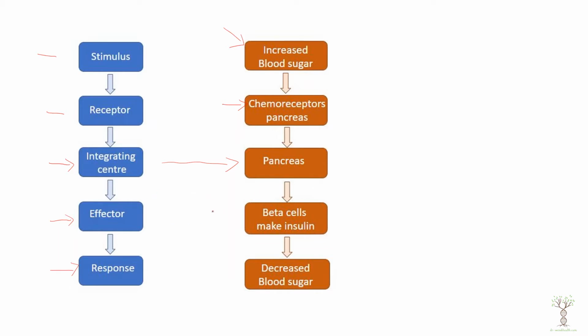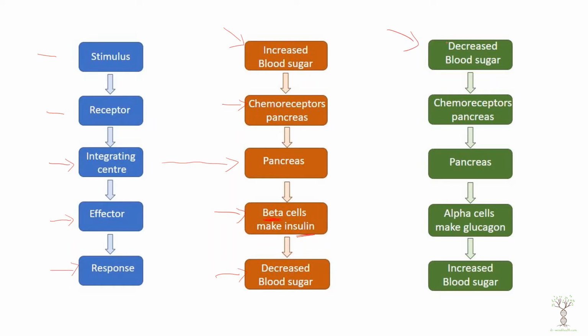And then the effector is the pancreas. The beta cells in the pancreas produce insulin that will have the response of decreasing blood sugar. So in this example, the pancreas is the receptor, the integrating center, and the effector. When blood sugar is decreased, again, chemoreceptors in the pancreas will detect this. The pancreas is the integrating center. And then the alpha cells in the pancreas make glucagon, and the effect is to increase blood sugar.